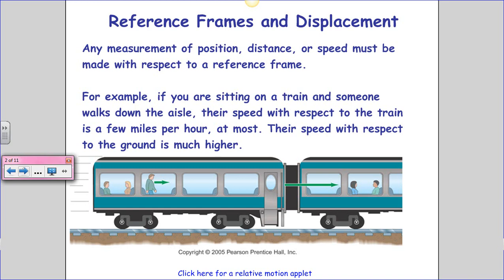So for example, if you're sitting on a train and someone walks down the aisle past you, their speed is maybe a few miles an hour at the most. They're not going very fast. However, if you were to stand on the ground and watch that same person walk while you were standing outside of the train, they would look like they were moving pretty darn fast. Because not only is the person walking with the speed that they have relative to the train, we add in the speed of the train if you're watching from the ground.